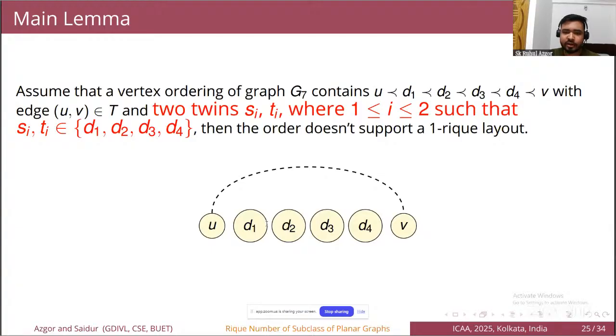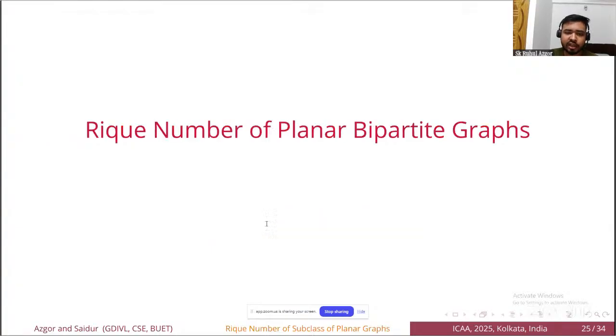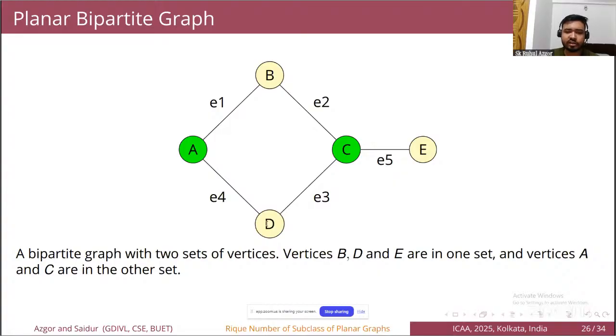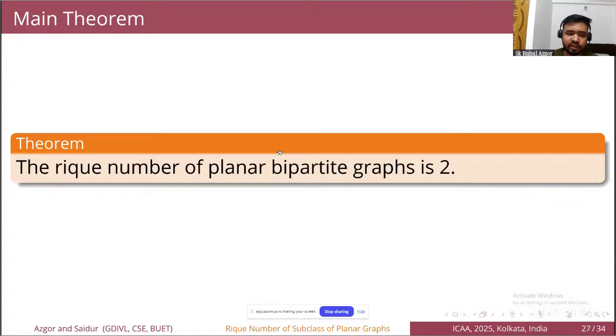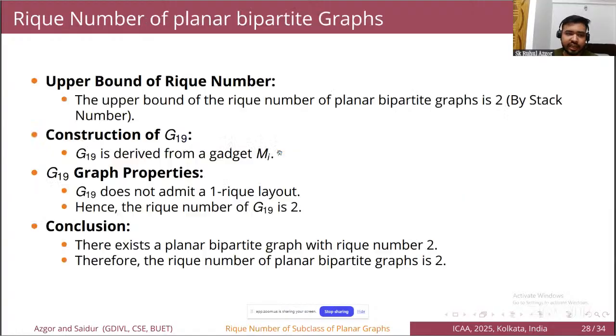Now the planar bipartite section. Here, what is a planar bipartite graph class? It is both planar and bipartite. That means it can be drawn on a plane without edge crossing, and it does not contain any odd cycle. Now, the main theorem is also similar. The RIC number of a planar bipartite graph is 2, and the proof technique is somewhat similar to the series parallel graph section, but here we faced much more challenges.